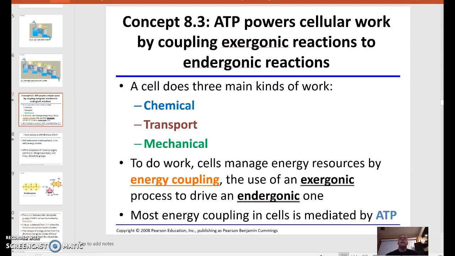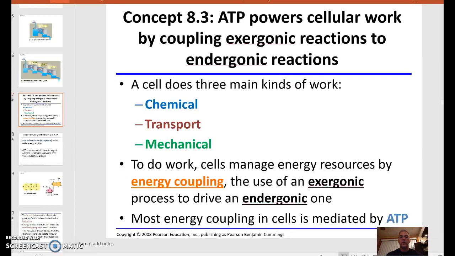Hi, this is Mr. McLean, and in this session, I'm going to talk a little bit about how different chemical reactions within cells need to be coupled. So we're going to look at how an exergonic reaction can be coupled to make an endergonic reaction possible.